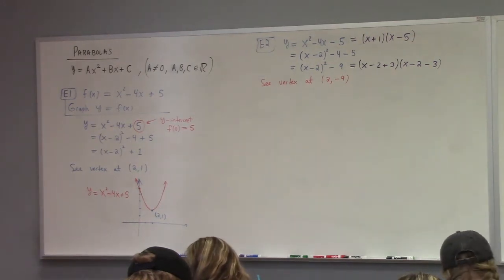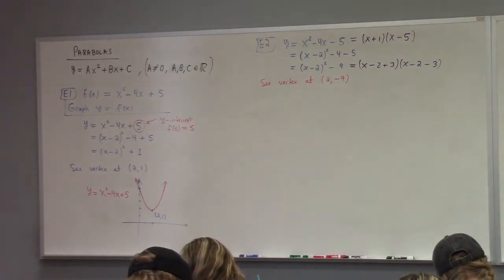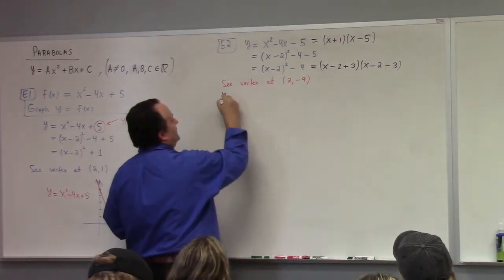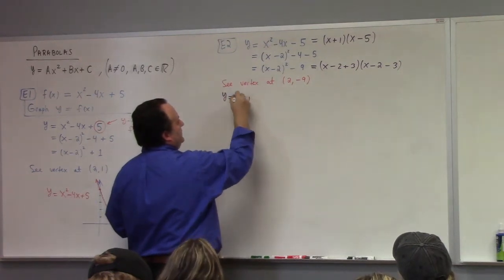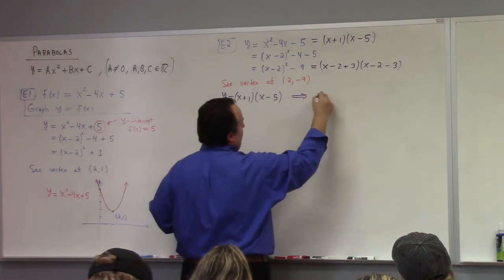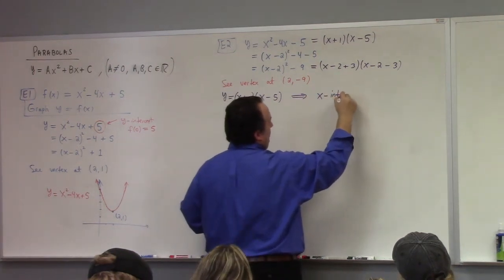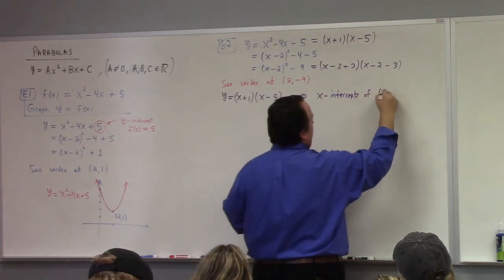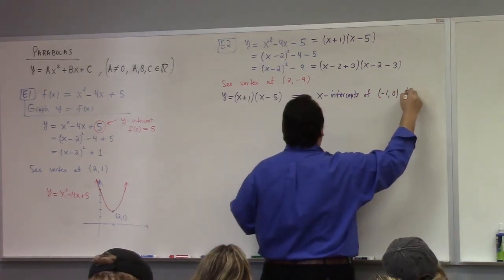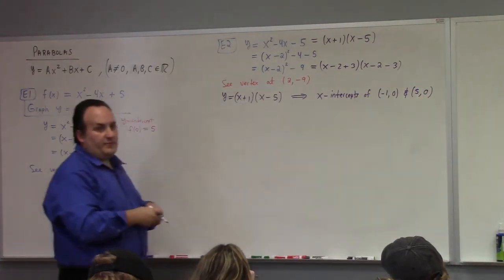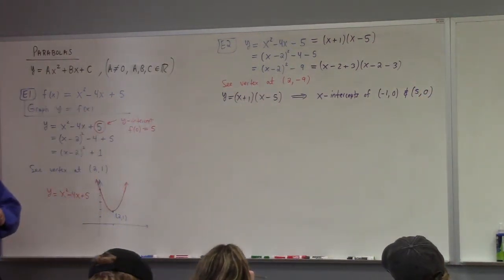So what's the deal then? What does that mean? What does y = (x + 1)(x - 5) tell me? This tells me the x-intercepts for my graph, of (-1, 0) and (5, 0). Those are 2 points where the graph of the parabola crosses the x-axis.